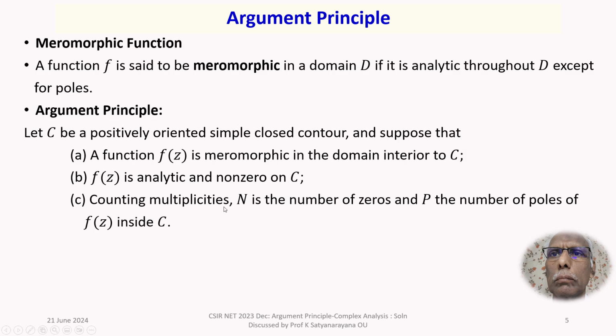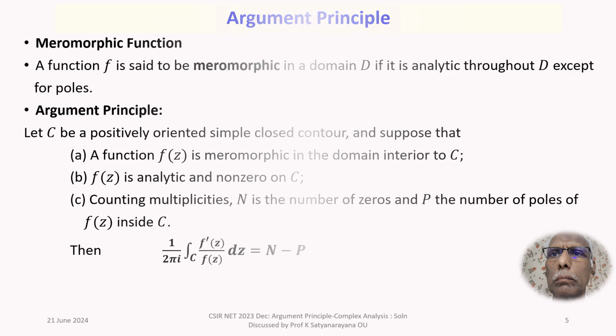So counting multiplicities, capital N is the number of zeros and capital P the number of poles of f of z inside C, then 1 by 2 pi i integral taken round C of f prime z by f z dz is equal to N minus P, number of zeros minus the number of poles. That is the famous argument principle. And we will be using this principle in our given example in the examination.